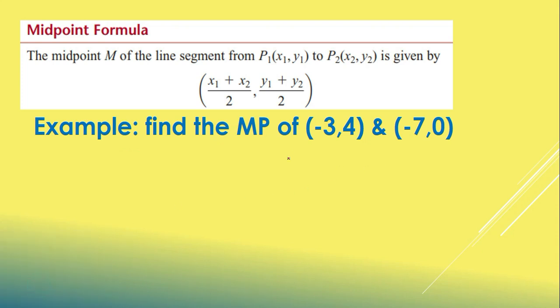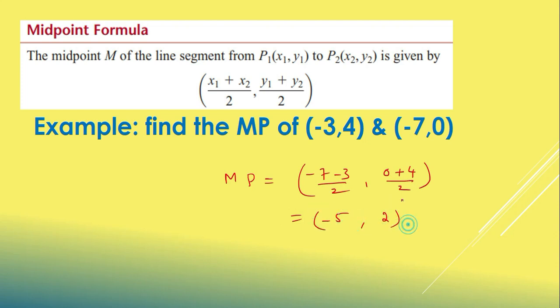Okay, now use the formula of the middle point for this example. Minus 7 plus minus 3 over 2, 0 plus 4 over 2, that is it. This is minus 10 over 2, minus 5, and 4 over 2, 2. That is the way you can find a middle point.